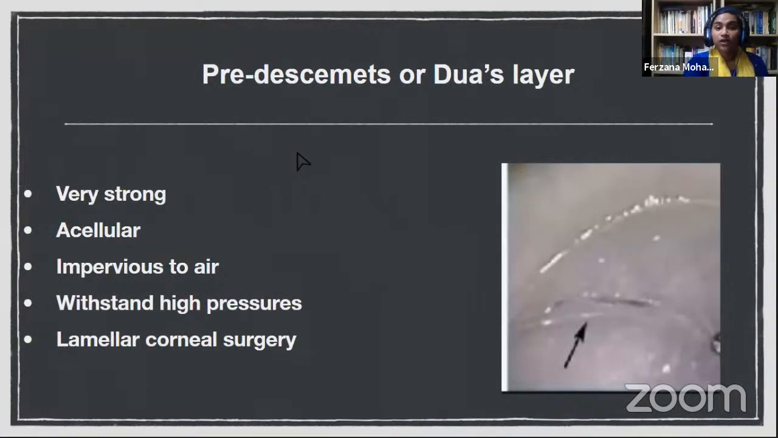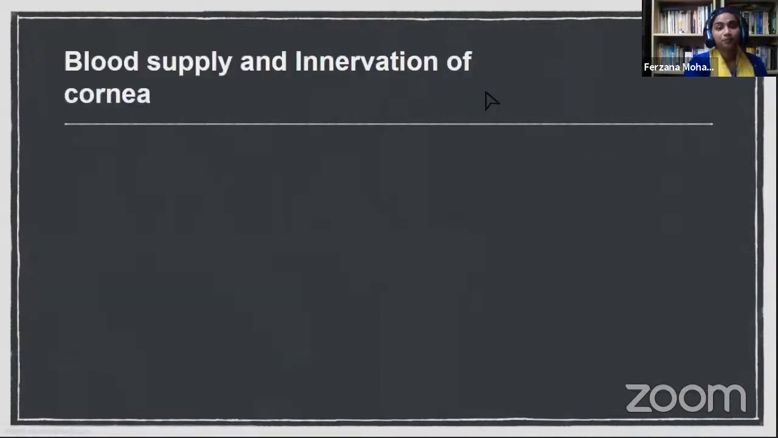Finally, just a few words about the pre-Descemet's or Dua's layer described by Dua and his colleagues in 2013. They found that just before the Descemet's membrane, there was a layer which was very strong, acellular, impervious to air, and could withstand high pressures. And they called this the pre-Descemet's or Dua's layer. And they said that by including this layer in lamellar corneal surgery, we could vastly improve our surgical outcomes.